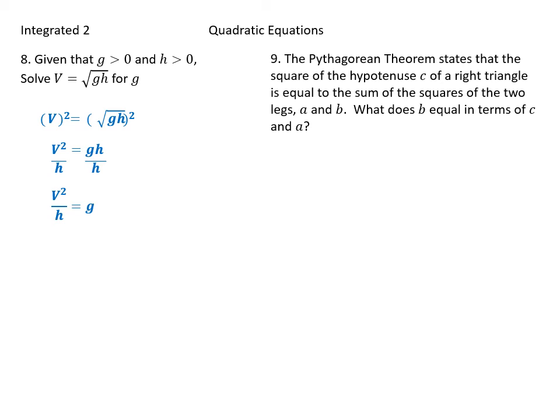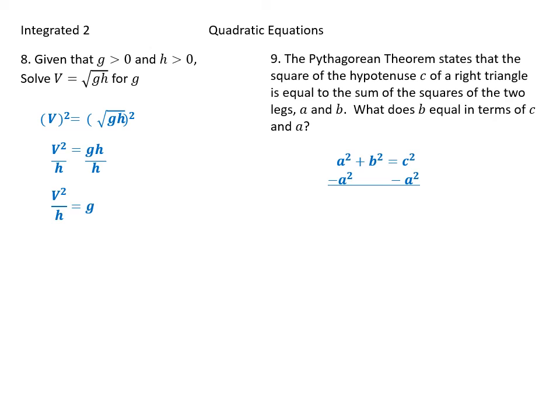9's kind of asking the same thing, except it asks us to remember the Pythagorean theorem. Well, a squared plus b squared equals c squared. Take the two legs, square them, add them together, and you'll equal the hypotenuse squared. But we want to know, what does b equal in terms of c and a? So that means we want to solve for b.